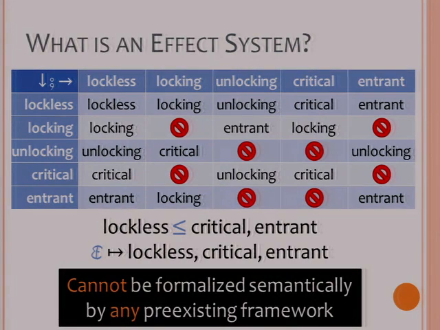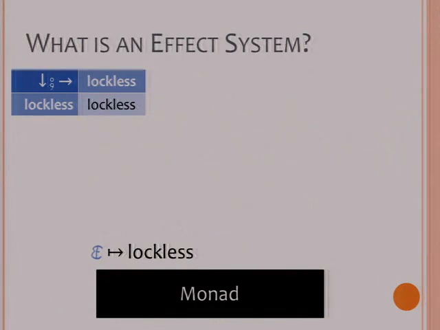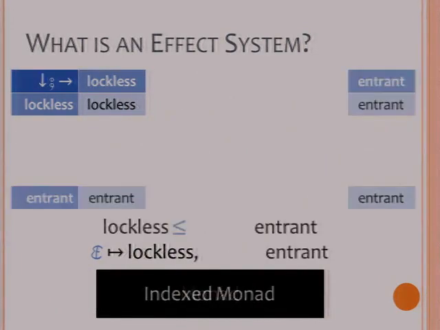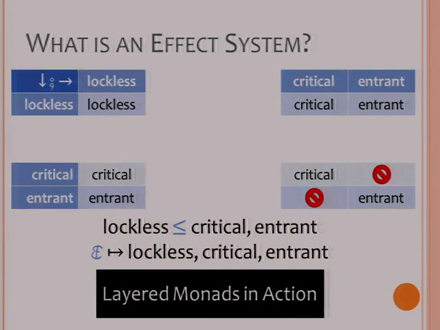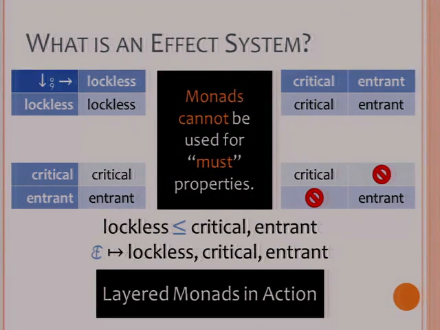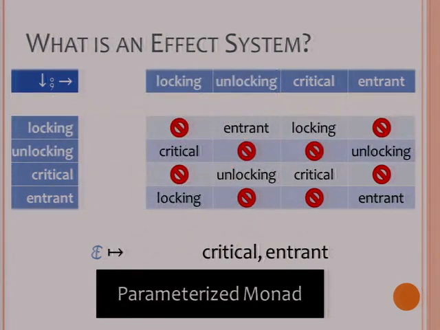In particular, if we were to try to use a monad, we could formalize just the lockless effect. If we were to try to use an indexed monad, we could add one more effect. If we were to try to use layered monads in action, we can add yet one more effect, but there's still this big hole here. And what I proved is that any framework using monads only is always going to have this big hole because monads cannot be used to formalize must properties. In particular, the unit operation guarantees that they can only formalize may properties. Fortunately, there are some other frameworks out there, such as parameterized monads, which can handle locking and unlocking effects, which are must properties. But as a consequence, it can't handle the lockless effect anymore.